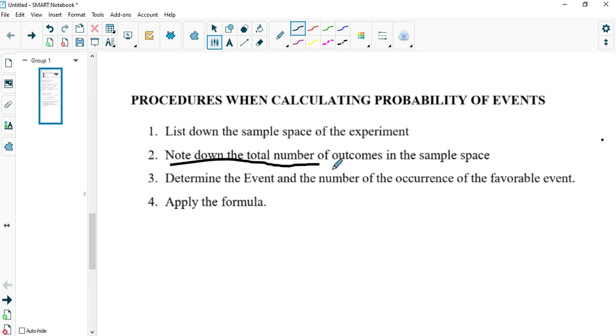Okay, so what we do is we just note down the total number.